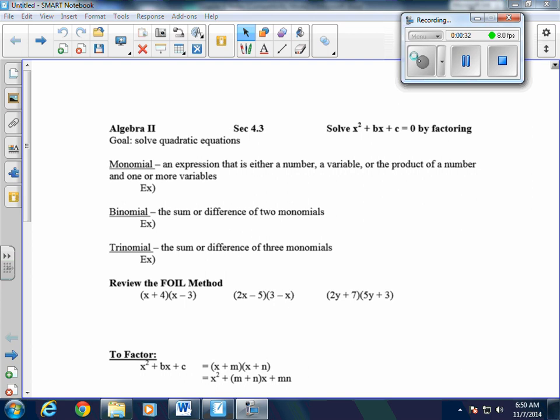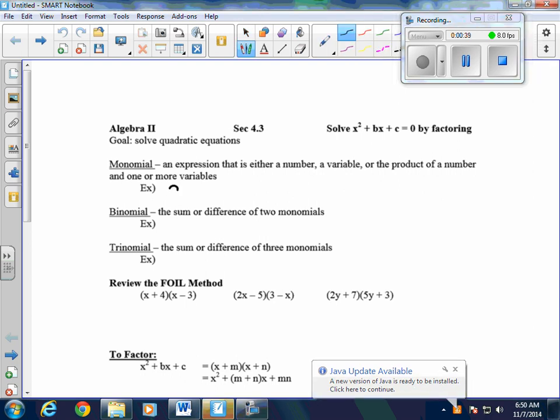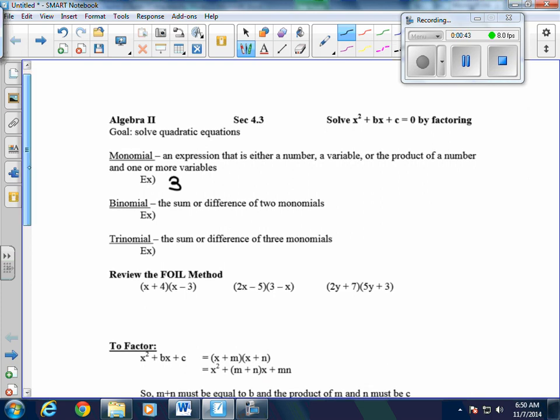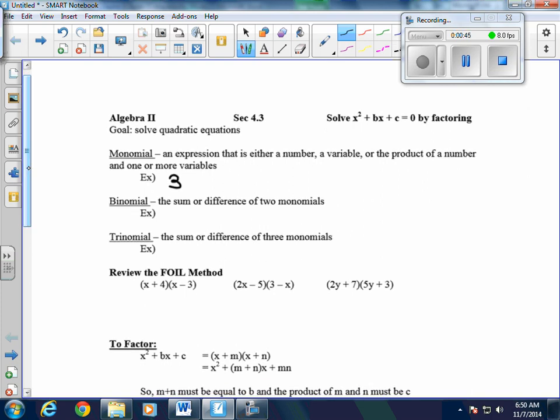A monomial is an expression that is either a number, a variable, or a product of a number and one or more variables. So some examples would be the number 3. That's a monomial. Mono means one. Nomial is number, so it's one number. So 3 would be an example. x would be an example. That's our variable. And a product of a number and a variable, we would have something like 4x squared y. That is also a monomial. So all three of those are types of monomials.